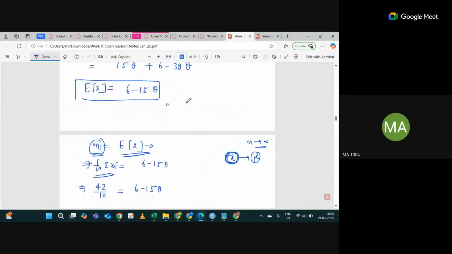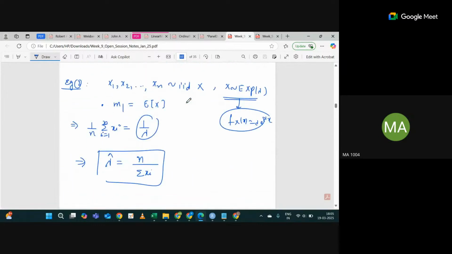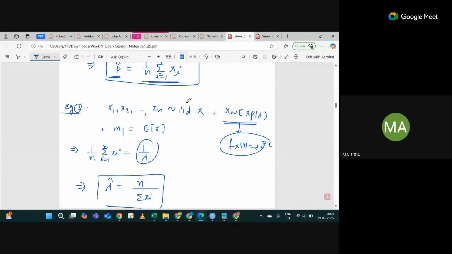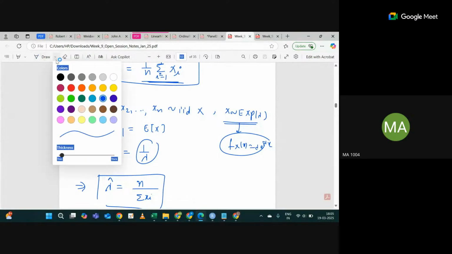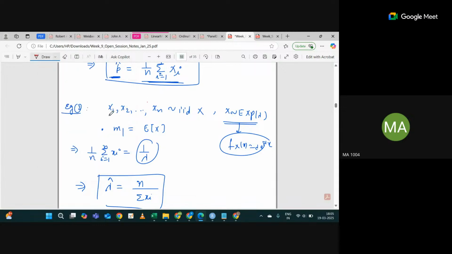So what we have to do, what we are doing. If we need only one equation, let's say this is the part. So this capital X, first of all, I'm saying x1, x2, xn are the IID samples from X. This is the population part, this is the distribution information. This says X follows exponential lambda. So the expected value of x is the first population moment, which you will calculate with the help of here.